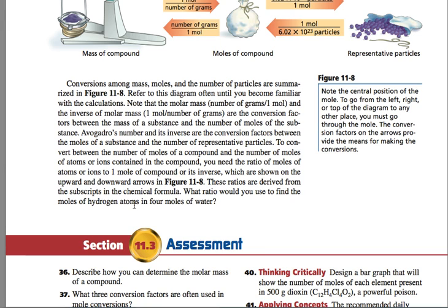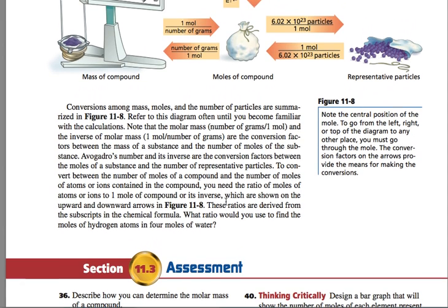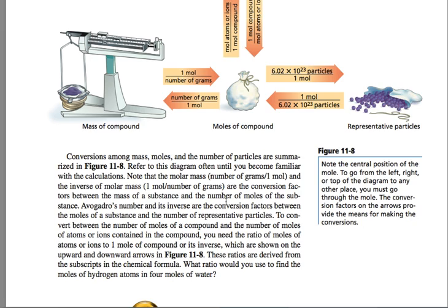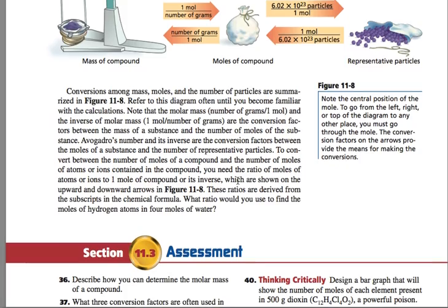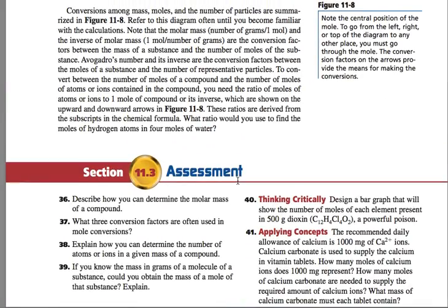What ratio will you use to find the moles of hydrogen atoms in 4 moles of water? So I want to find out how many moles of a particular atom there are, and I know that I have 4 moles of a compound, water. So now I have to figure out the ratio of hydrogen in the compound that makes water, and do the conversion to get to the atoms. Okay? I think that's the end. Hope it helps.